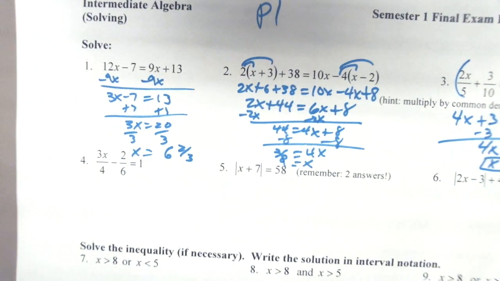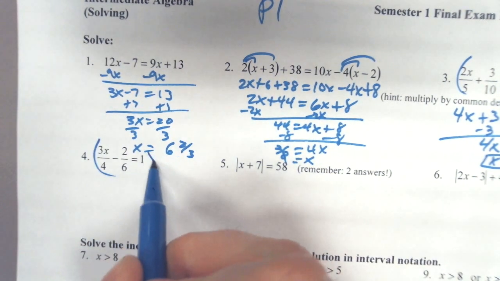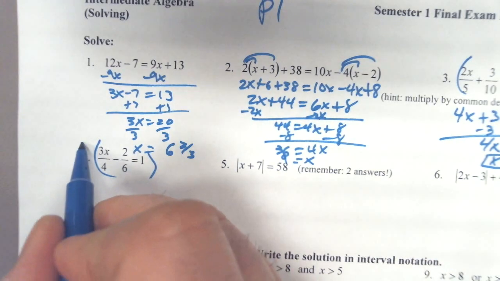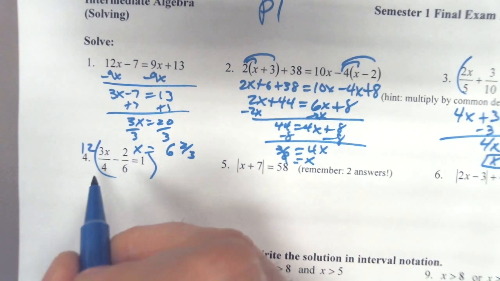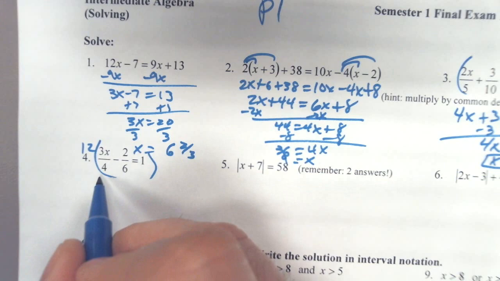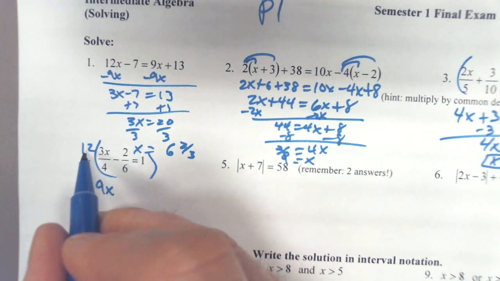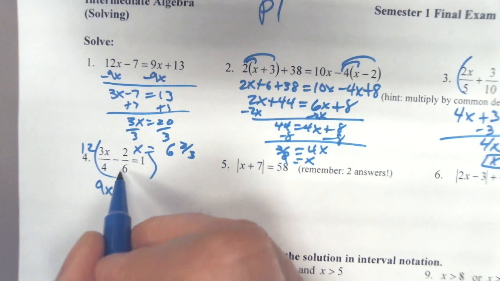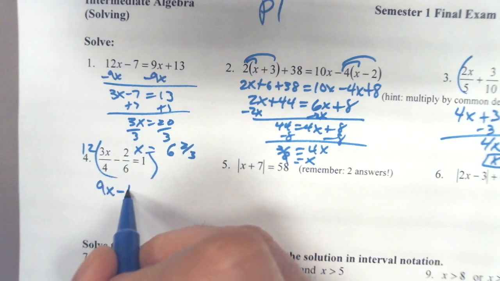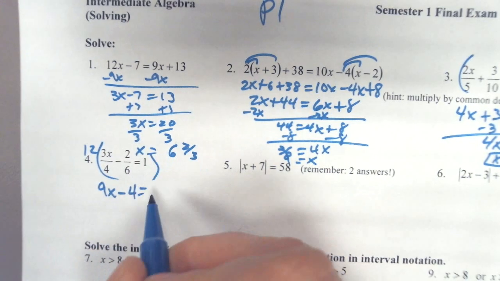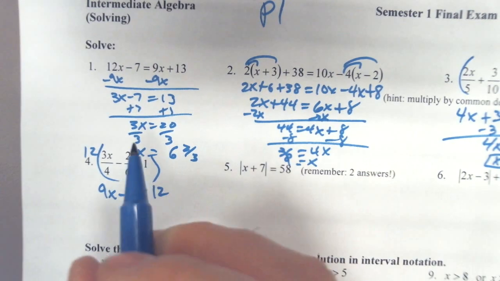Moving down to question 4. Again, we have some fractions. My common denominator is going to be 12. 12 divided by 4 is 3. 3 times my numerator gives me 9x. Minus 12 divided by 6 is 2. 2 times 2 is 4. And 12 times the 1 on the other side gives me 12.